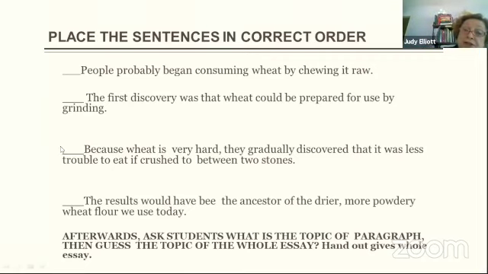Yeah, this is a good activity. Actually, it would have been helpful if I had put the paragraph that comes about the origin of wheat. That's one of your handouts, by the way. I made this handout for you with these blanks, and I jumbled the sentences around. So you can use this as an activity.